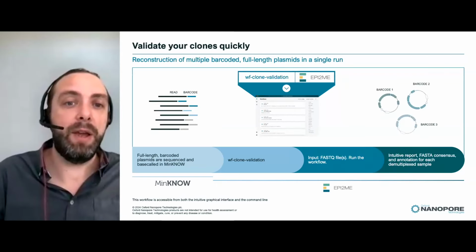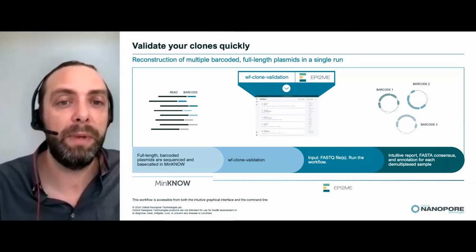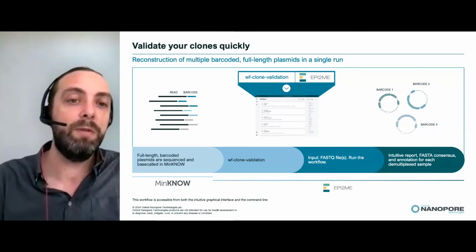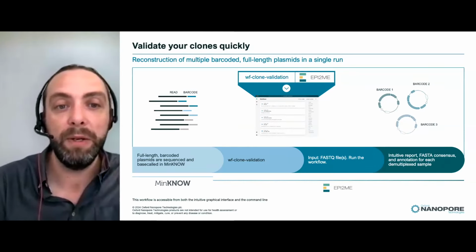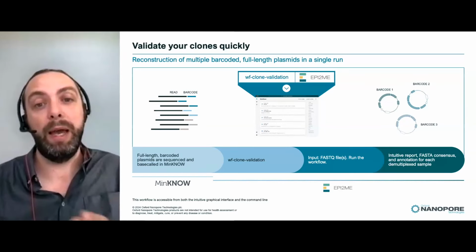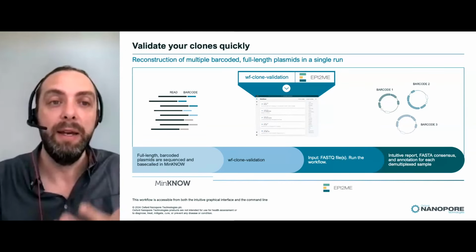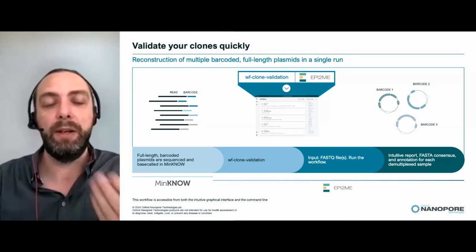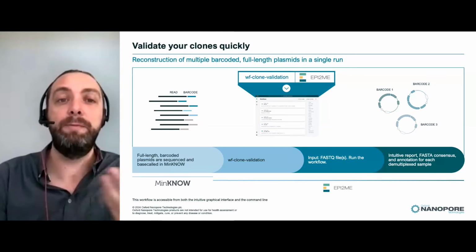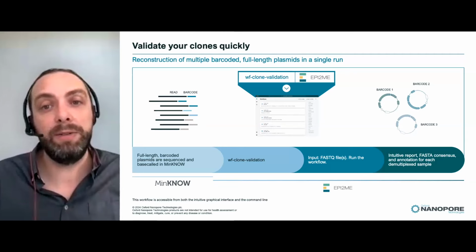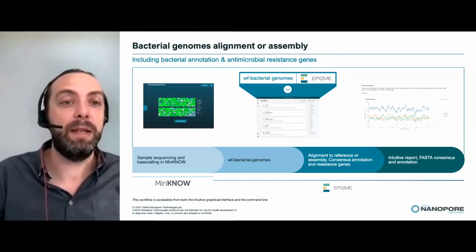Another workflow that's really powerful because it does so much in a single workflow takes simply the output from Minnow and will do a de novo assembly and annotate that. This is our clone validation. So again, this can support barcoded data or multiple sample data and generate full-length plasmids in a single analysis run. That again can be really quite fast.